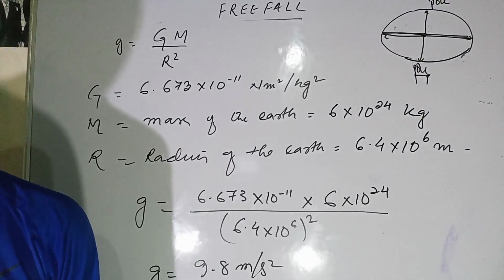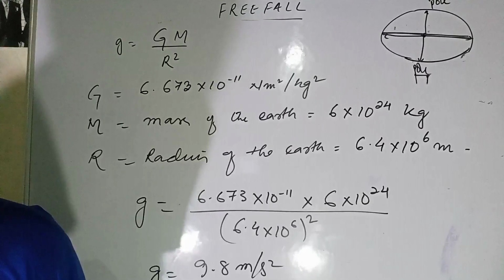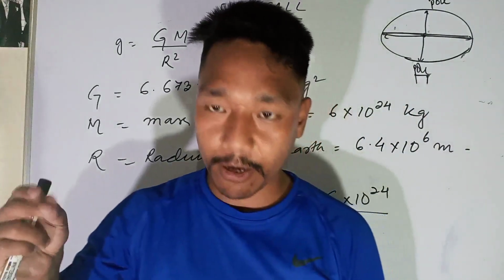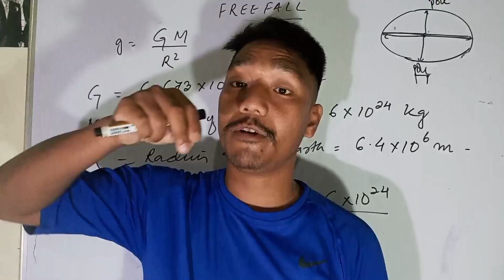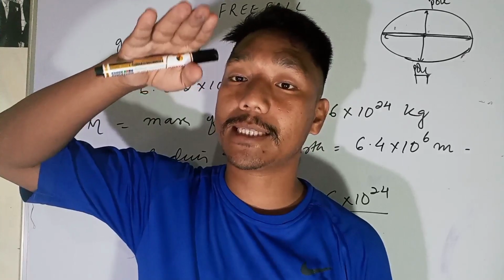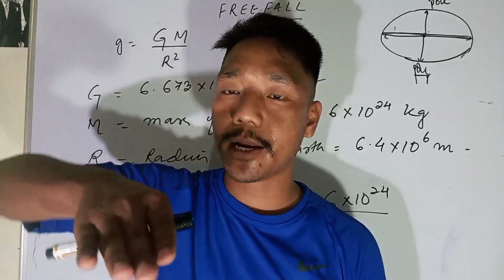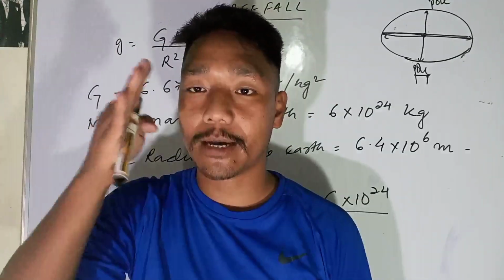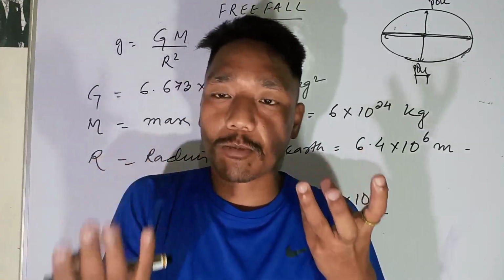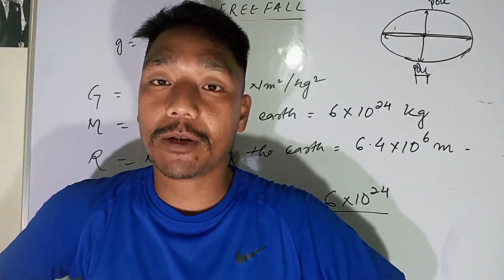So this is what we have learned: whenever an object is in free fall, it experiences an acceleration, and this acceleration does not depend on the mass. Whether the object is hollow or solid, big or small, it will fall at the same rate. That rate is 9.8 meters per second squared.